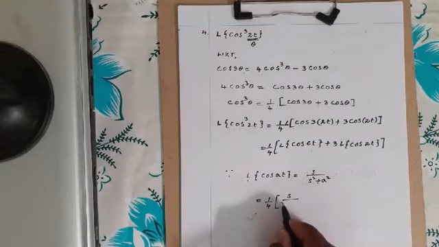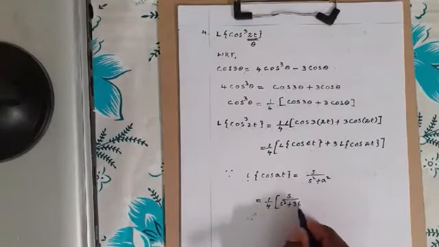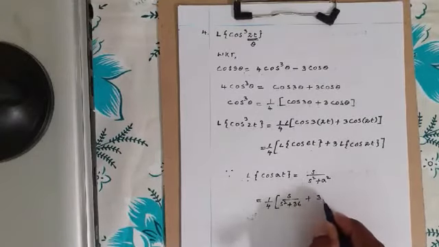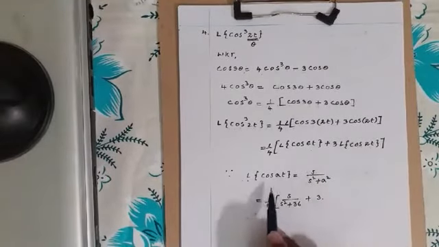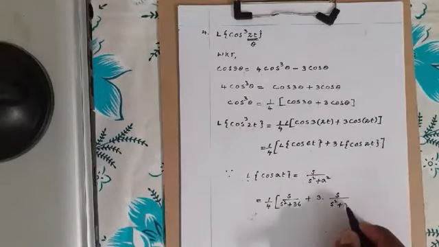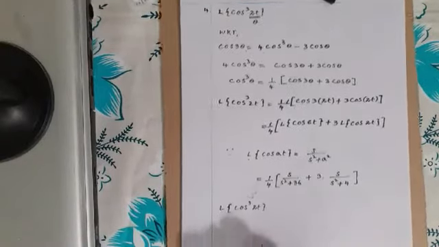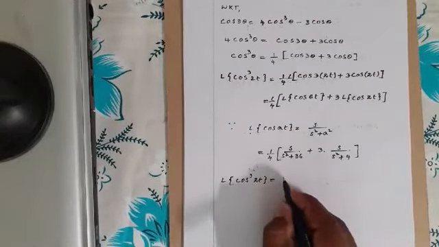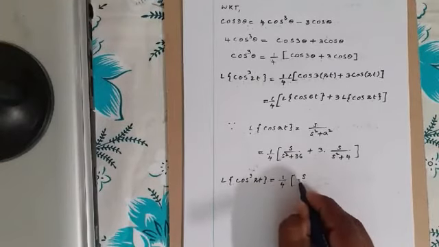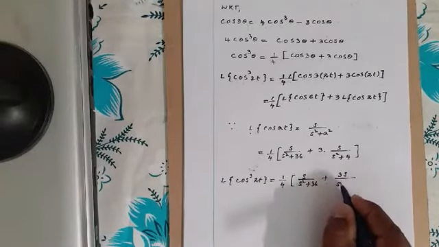s square plus a square, where a is 6 as I have told you, so here this becomes 6 square, that is 36, then plus 3 into, again here cos 2t, so I can write s upon s square plus 2 square, which becomes 4. Now just close the bracket. Now this is nothing but L of cos cube 2t is equal to 1 upon 4, in bracket s upon s square plus 36, plus 3 into 3s upon s square plus 4.